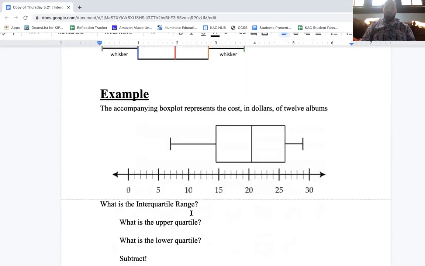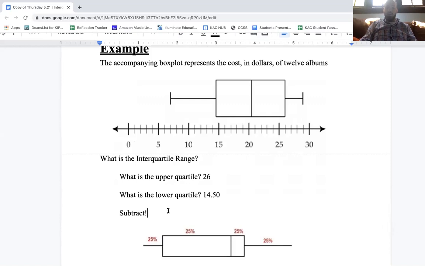So here's our example. This is the same box plot we saw yesterday. What is the upper quartile on this one? Comes right down to 26. What is the lower quartile? Now be careful because this one doesn't actually fall on 14 or 15. It falls in between 14 and 15. So the lower quartile is 14.50.